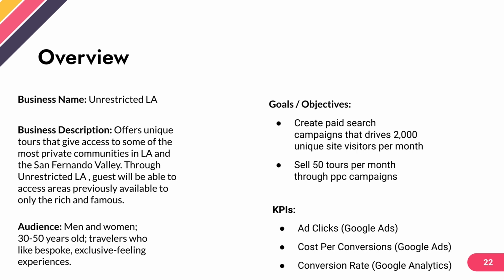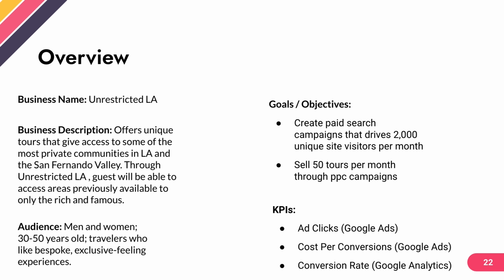And you can see in the last campaign, we had a more persona breakdown of our audience. Here, we just simply state our audience is going to be men and women 35 to 50, travelers who are looking for bespoke, exclusive feeling experiences. Our objectives are still right there. We want 2,000 unique site monthly visitors, and we want 50 tours per month from our PPC campaigns.